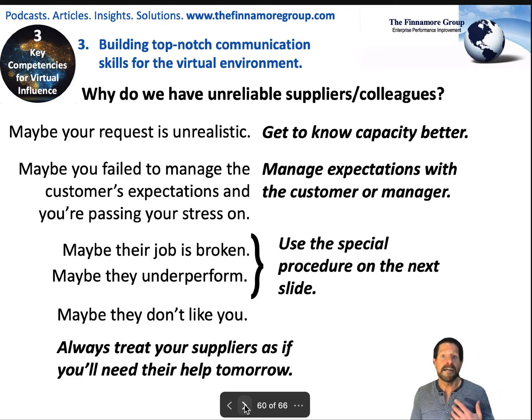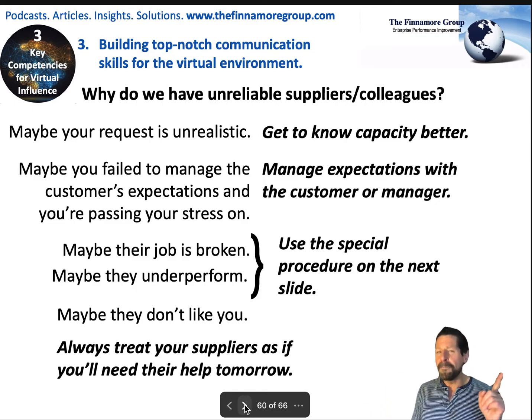So an interesting thing to think about, though, before we start is, why do we have unreliable suppliers? Because it almost sounds like an insult. Well, it's not at all. No, maybe your request is unrealistic. So get to know capacity better. Or maybe you failed to manage the customer's expectations and you're passing your stress on, you know. So manage expectations with the customer.